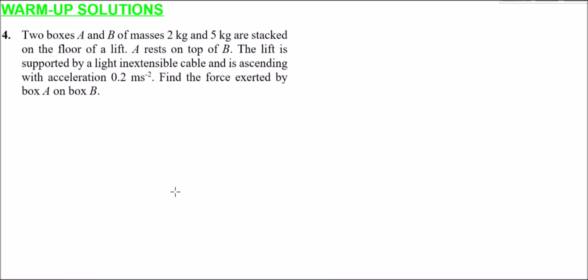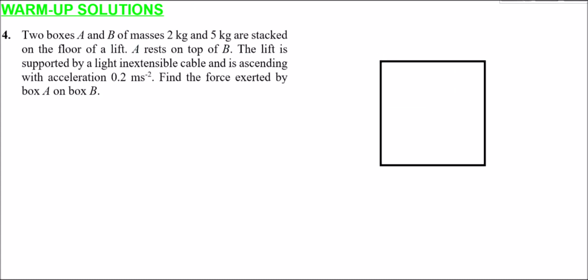So for warm-up question 4, we've got 2 boxes, A and B, of masses 2 and 5 kilograms, respectively. They're stacked on the floor of a lift. A is on top of B. So already what I'm thinking here, a lot of information. I want to draw a diagram for this.